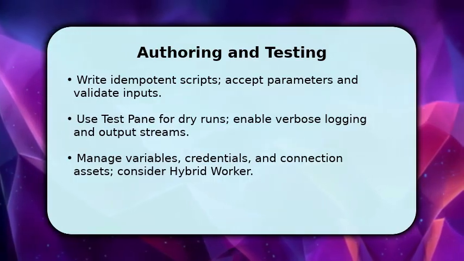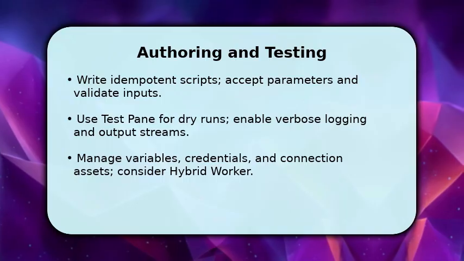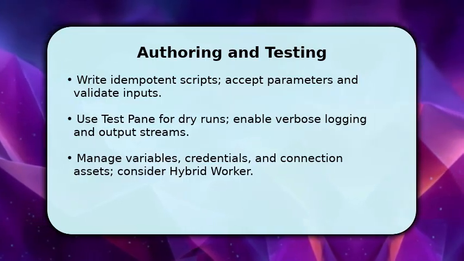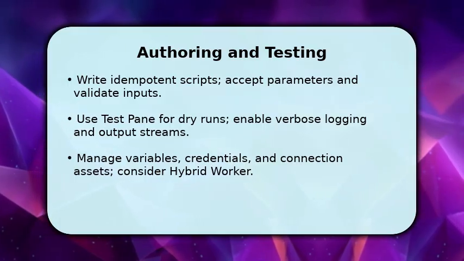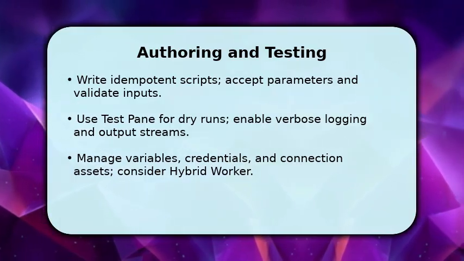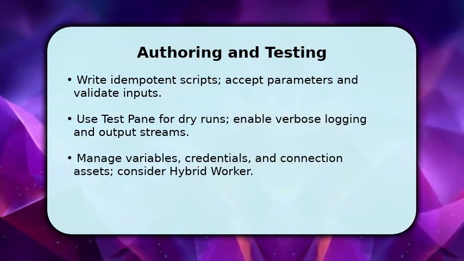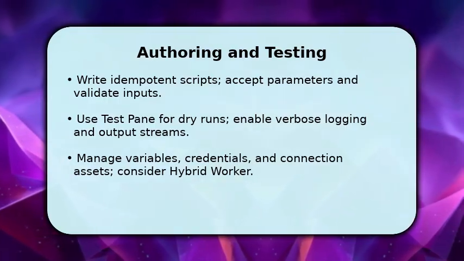Make sure to reference automation assets for credentials, connections, and variables instead of hard-coding secrets. If targeting on-premises resources, register a hybrid Runbook worker and test on that group. Once tests pass, clean up temporary data and prepare to publish.